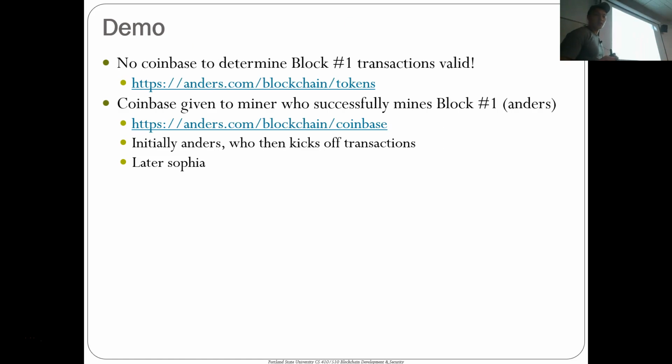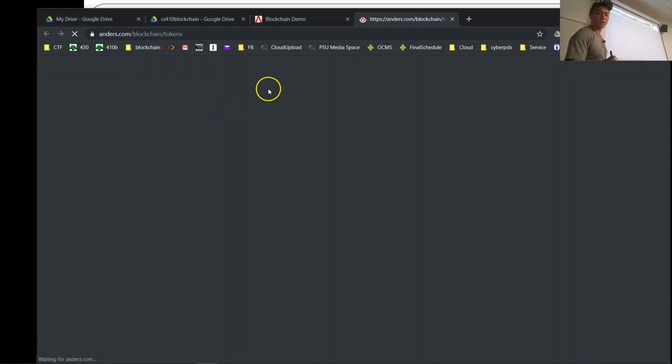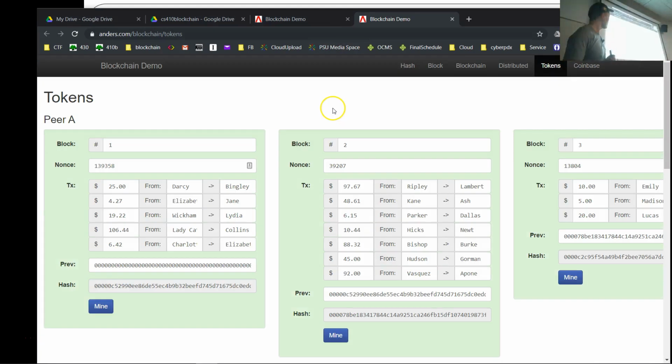Okay, so this is a demo of what actually goes on. One of the things in this previous example was, if you look at this first block, how do I know in the first block, the origin block, that these people have access to this money? You don't. There's no Coinbase. There's no origin of this money. So this is technically not a legitimate ledger because you don't know where the money started. How did this person get the $25?